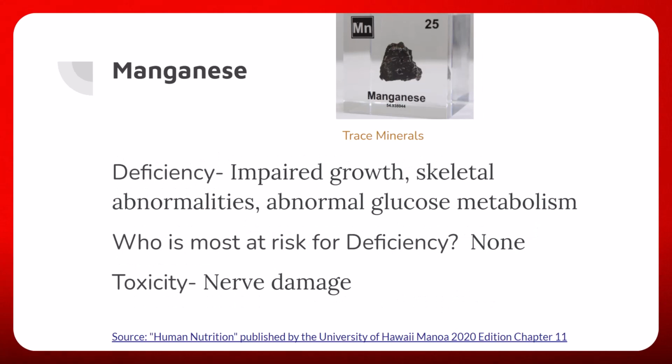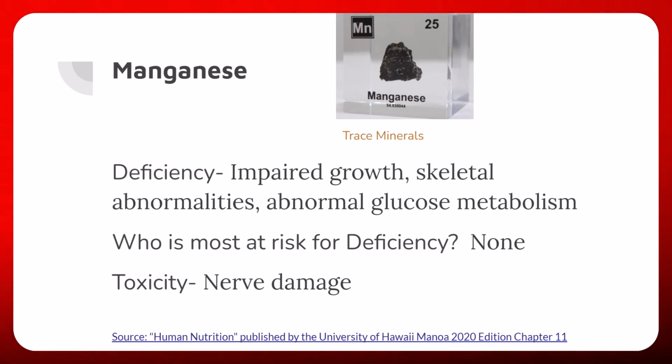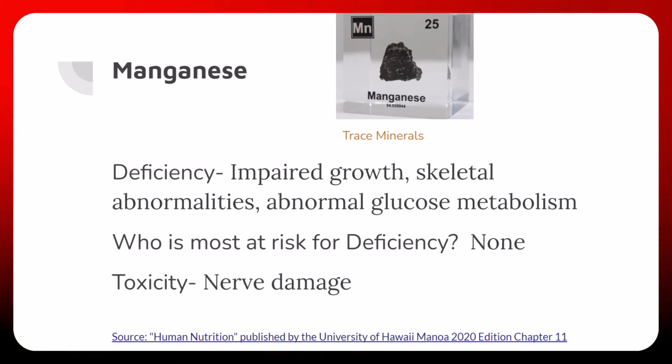A manganese deficiency would look like impaired growth, skeletal abnormalities, and abnormal glucose metabolism. And who is most at risk for a deficiency? We don't really have a group that's at special risk for manganese deficiency. And toxicity would cause nerve damage.